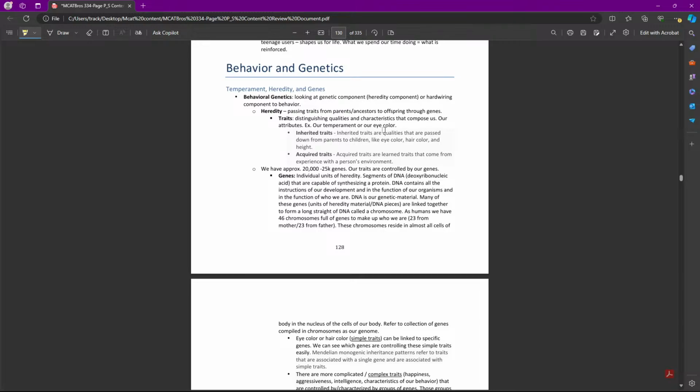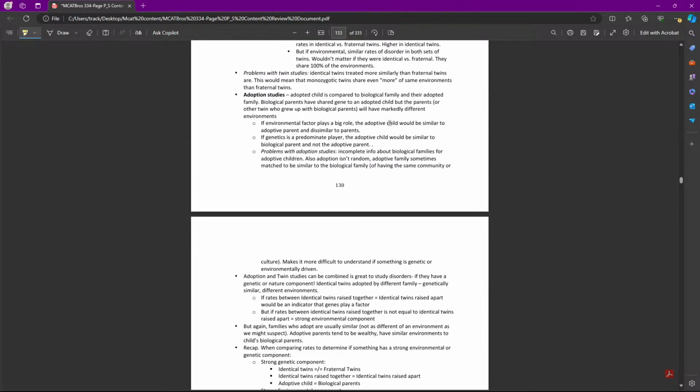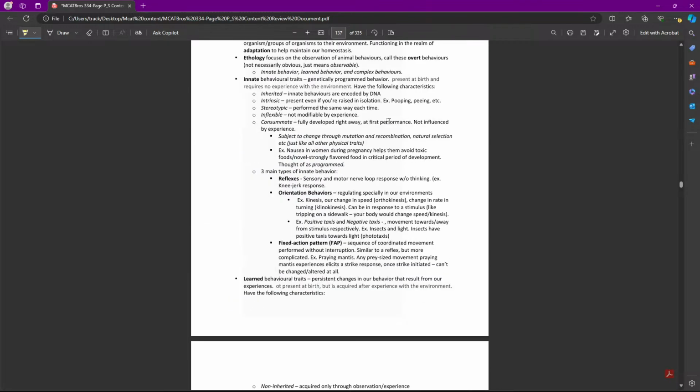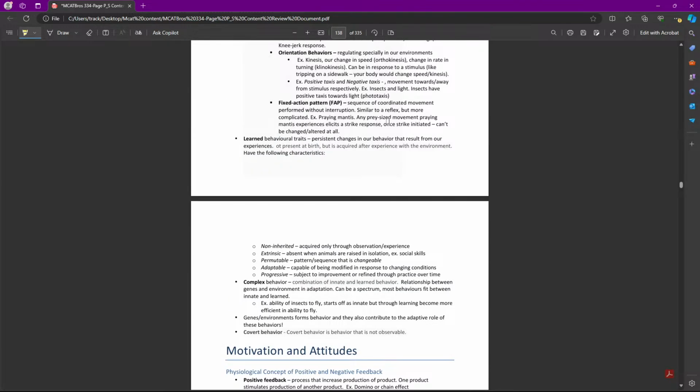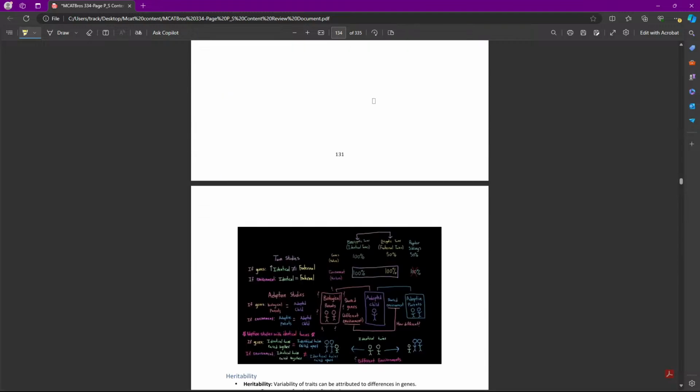So, we're going to start behavioral genetics, which is our next topic. Interesting that this is included. And then we're going to stop at page 136 when we get to motivation and attitude.